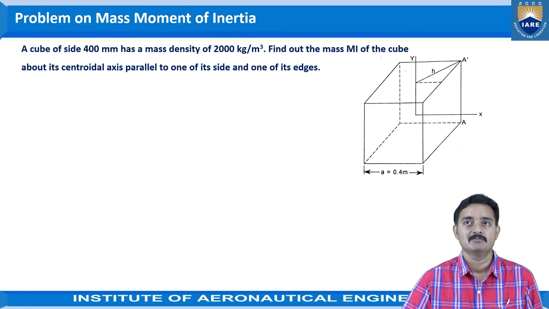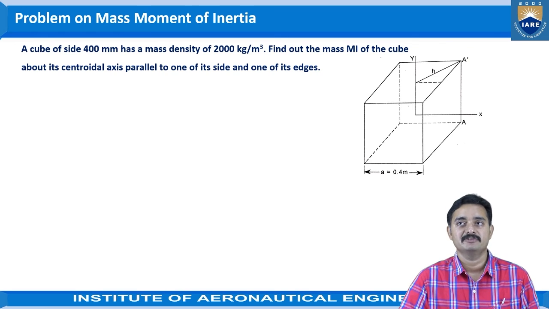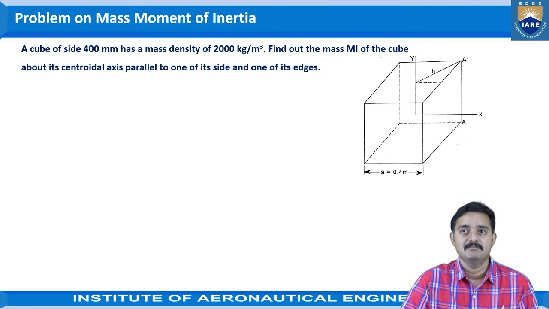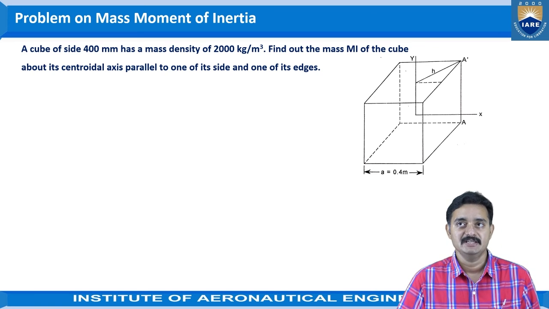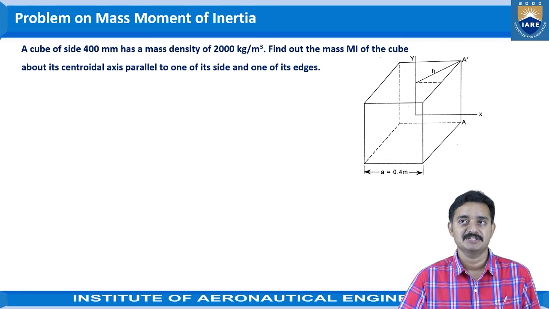Now let us identify the moment of inertia of a solid. This is also called the mass moment of inertia. There is a cube given of side 400 millimeter as shown in the figure. It has a mass density of 2000 kg per meter cube. Now the question is to find the mass moment of inertia of the cube about its centroidal axis parallel to one of its sides and one of its edges.